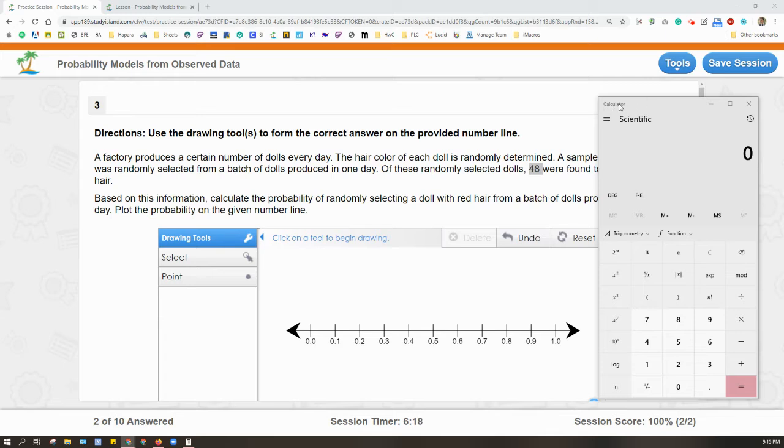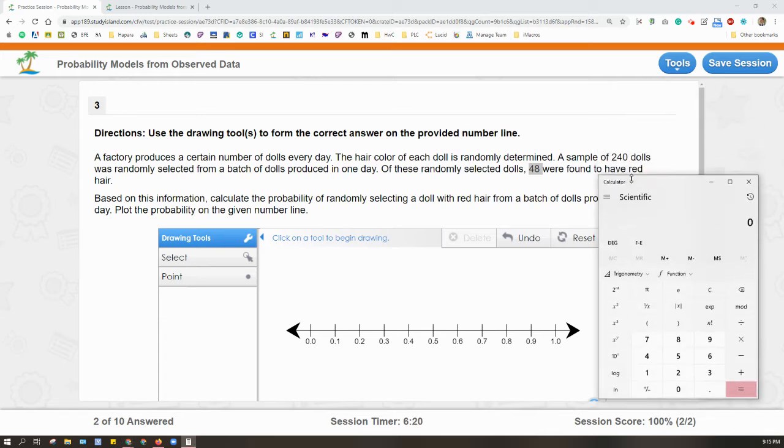And the way that we calculate a probability, once we have our calculator, is we take the number that we found, 48. That's the number of dolls that have red hair. And we divide by the total number of dolls we looked at, which is 240. So 48 out of 240 means 48 divided by 240 in a calculator. We hit equals, we get 0.2. So the probability that we have a doll with red hair is 0.2, or 2/10, or 1/5, or 20%.